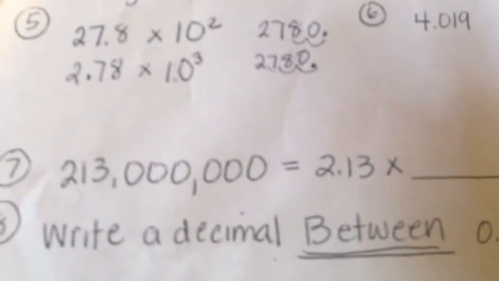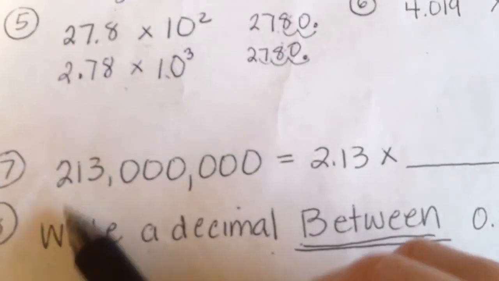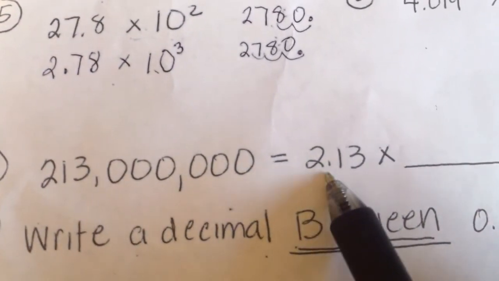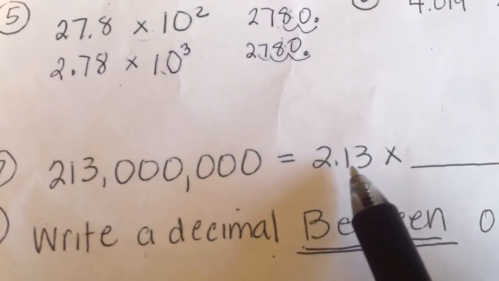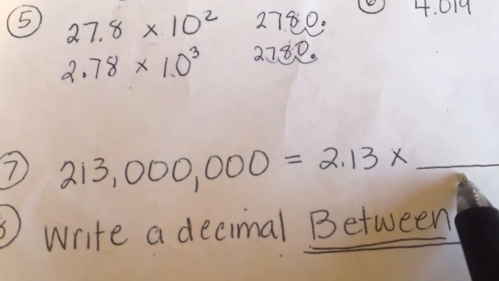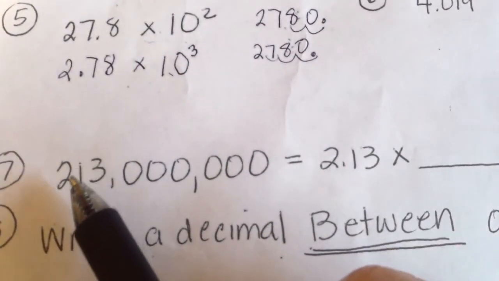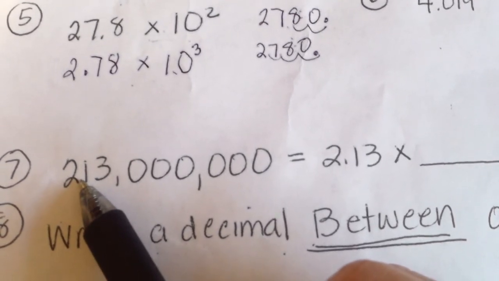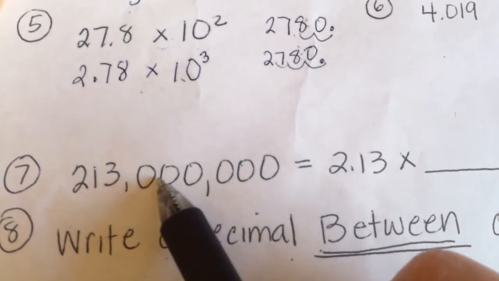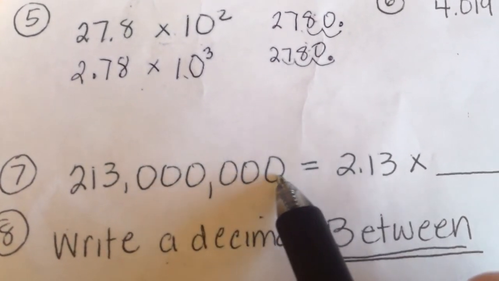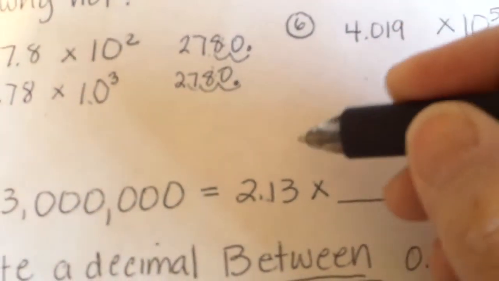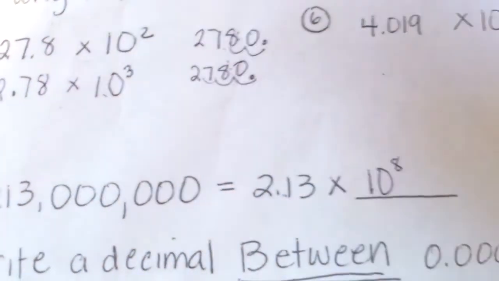Okay, here's one more real quick, and then I'll end this video and start another one. 213 million equals 2.13. So there's my number that's greater than 1 and less than 10. Now I have to move this decimal from here back to the end, just like this one is. If the decimal's here, how many spaces do I have to move it to get it back to the end? I have to move it 1, 2, 3, 4, 5, 6, 7, 8 spaces. 8 spaces to the right because I need this number to get bigger. I need my decimal to go to the right, 10 to the 8th power.